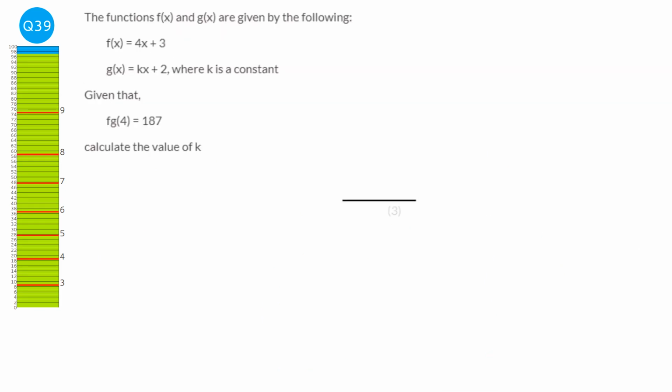We're going to first of all work out what the function fg of x is. And to do that, what we're going to do is just feed in the value of g of x, the function, the kx plus 2. We're going to feed that in as the value of x in the f of x function. So instead of 4x, it'll be 4 lots of kx plus 2 and then plus 3.